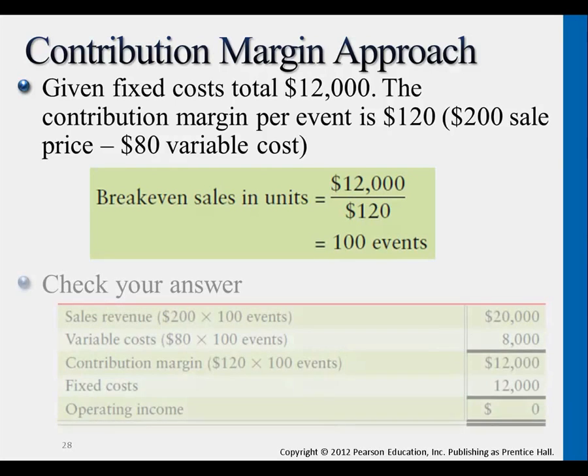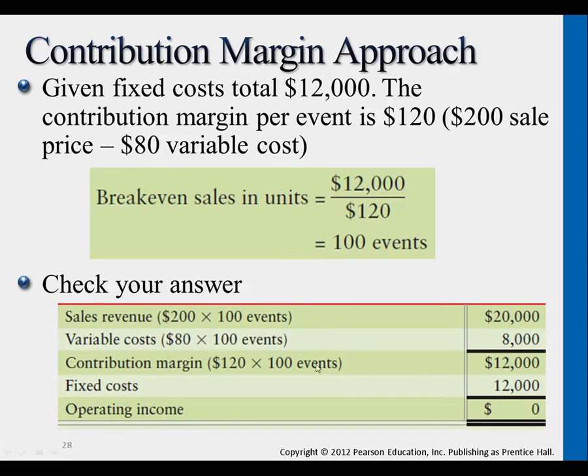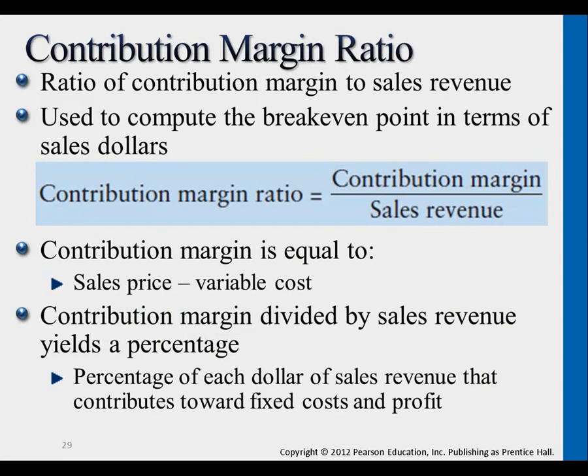And then we also checked our answers, right? So we found operating income at the end is 0, and that's exactly what we need when we break even. Our operating income is always 0 when we're dealing with breaking even. Okay, so getting right into the new material, just a little more.